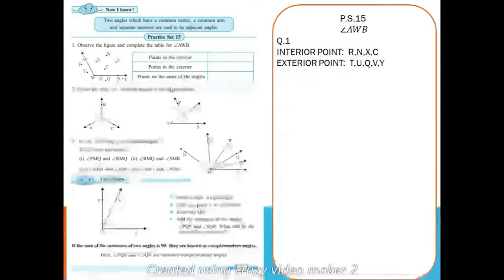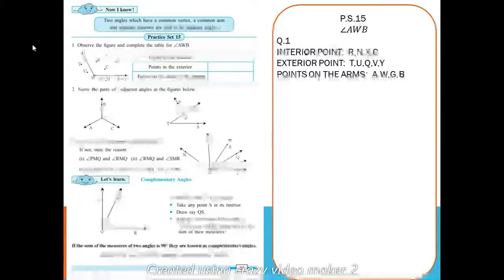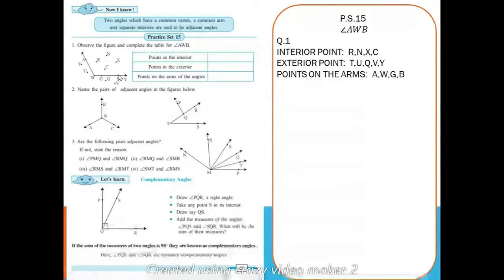Now the points on the exterior. The exterior points are point T, point U, point Q, point V, and point Y. So these are exterior points. And points on the arms of an angle, that is point A, point W, point G, and point B. This was the first question. Now we'll go to the next question.